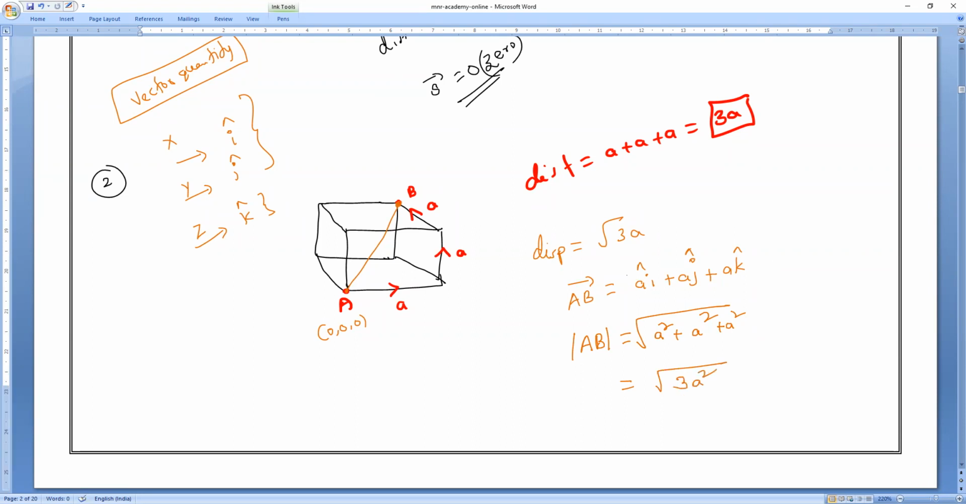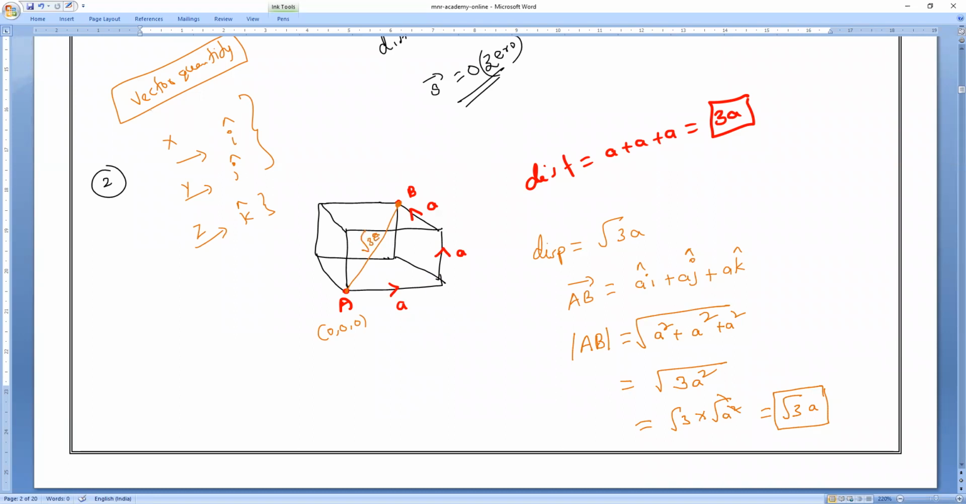Root of 3 a square, which is equal to root 3 into root of a square. Square and root will get cancelled, giving root 3a. That is the displacement. Remember this. This is how we find displacement when we are traveling in a cube or cube shape, whatever it is. So the direct shortest path is root 3a. That is the displacement done by the body.